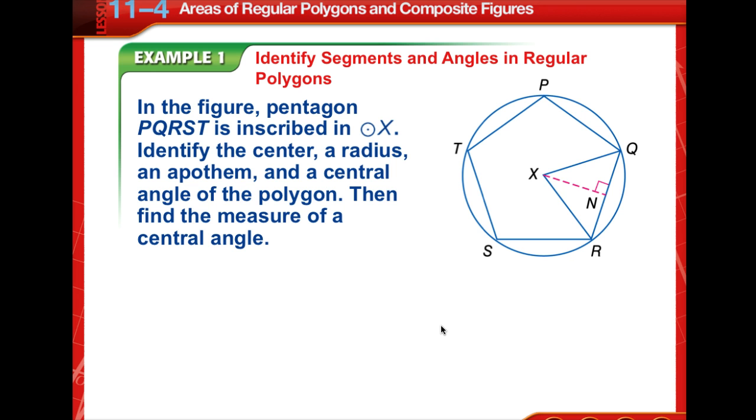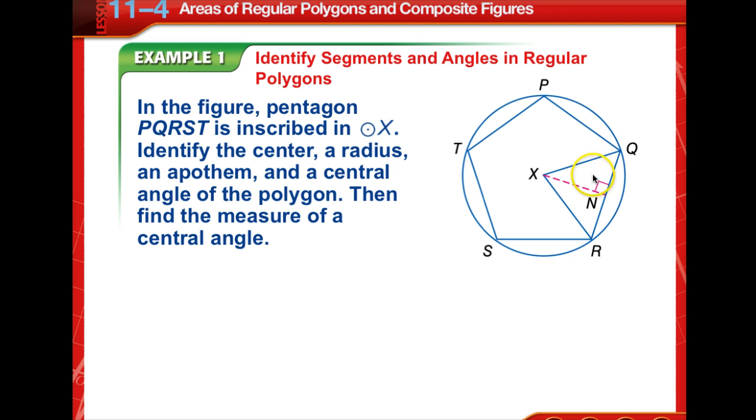A segment drawn from the center of a regular polygon, perpendicular to the side of the polygon, is called an apothem. Its length is the height of an isosceles triangle that has two radii as legs. So QX and RX are the radii.